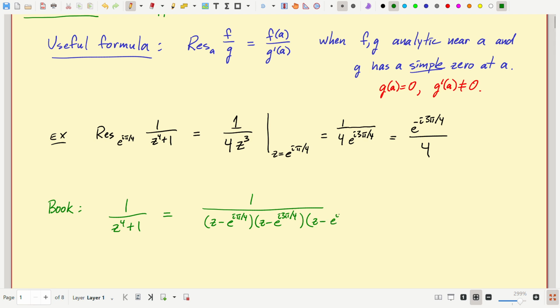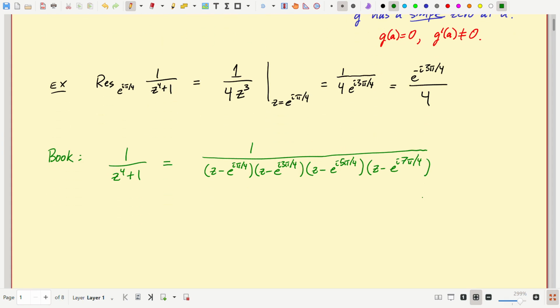Let's see, the next one is 5 pi over 4. And the last one in the fourth quadrant is 7 pi over 4. Those are just the points plus or minus 1 over the square root of 2, plus or minus i over the square root of 2. But the polar form makes it convenient to write. And here's what the book did. It factored out, let's say we want to find the residue at e to the i pi over 4.